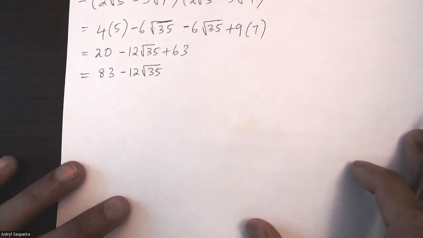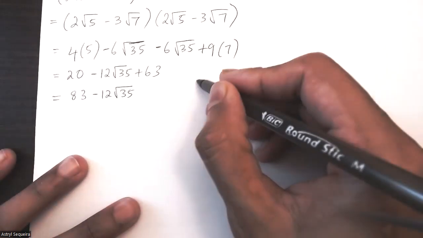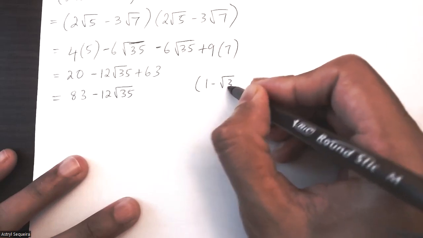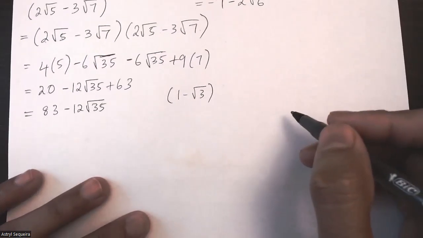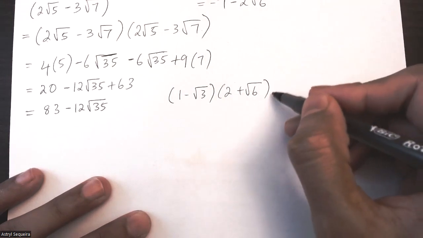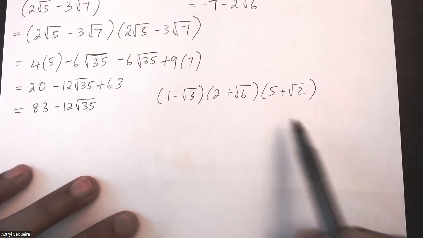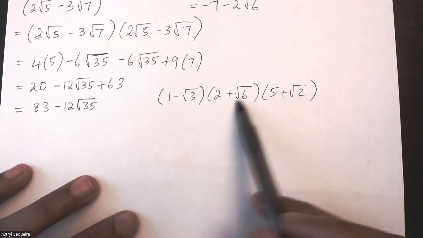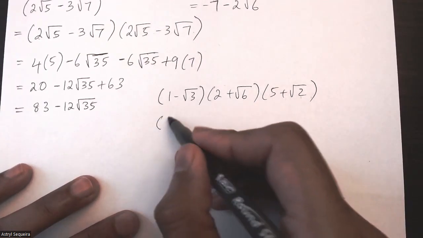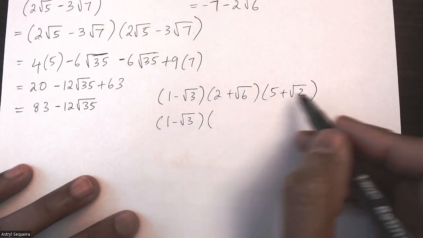So the last question of this video, this one's going to be the hardest one. So we have 1 minus root 3 times 2 plus root 6 times 5 plus root 2. So now we have 3 brackets multiplying here. I'm going to FOIL out these 2 brackets first. I'm going to write the first bracket exactly the same. Second one's going to be in a bracket.